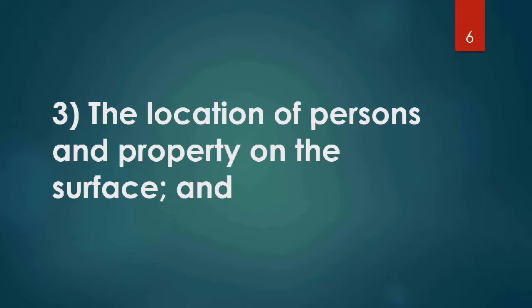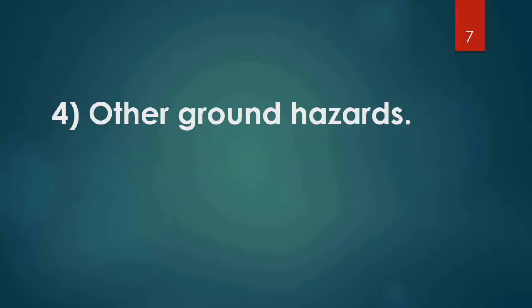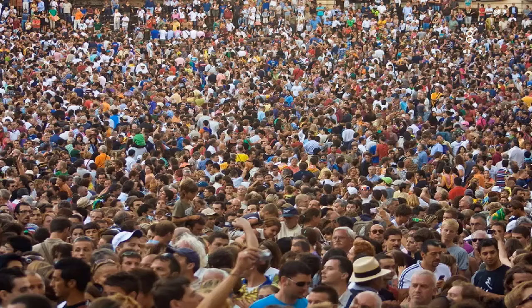The location of persons and property on the surface and other ground hazards. Here's an example of where not to operate a small unmanned aircraft. We would not be legal to operate over this crowd.